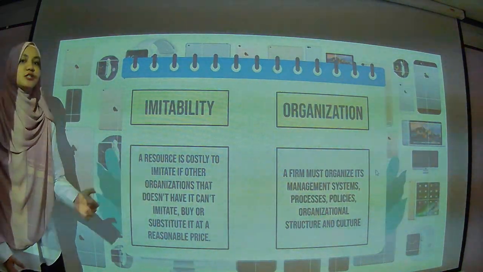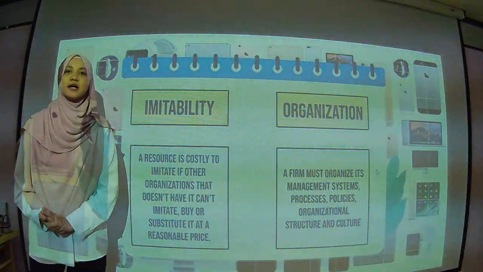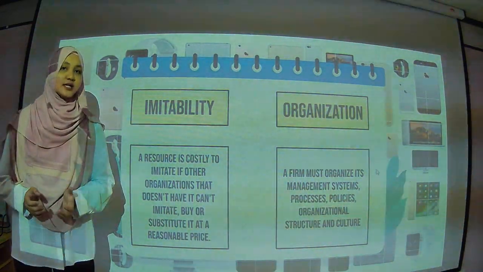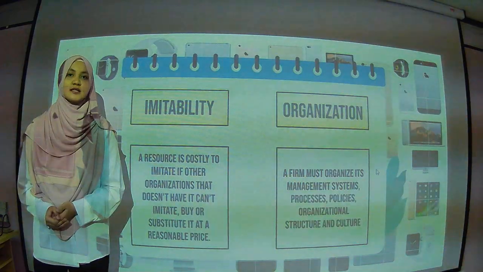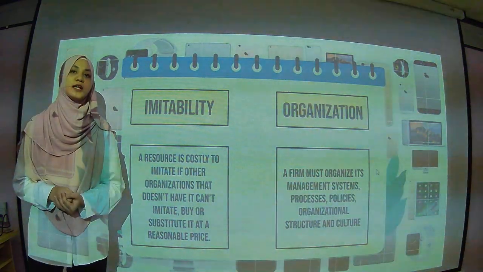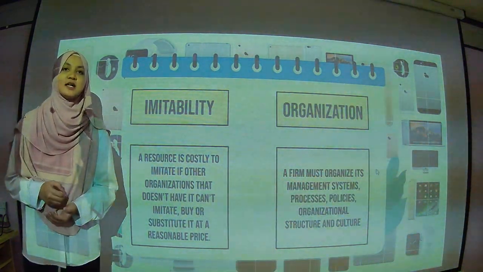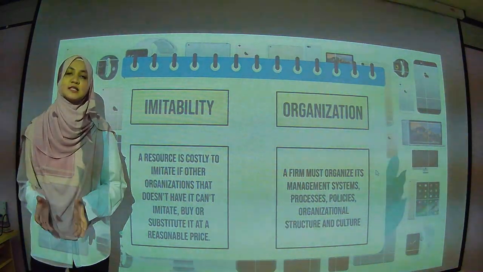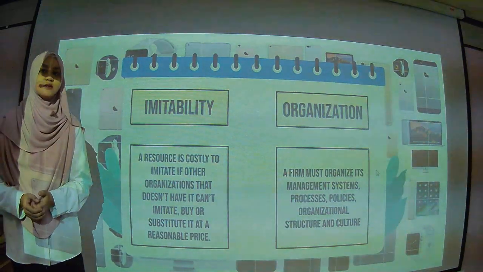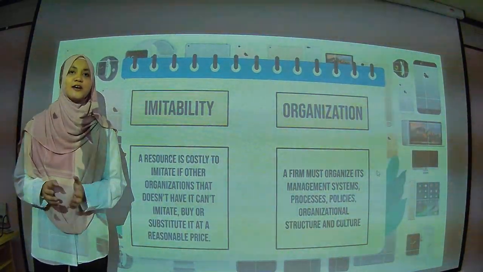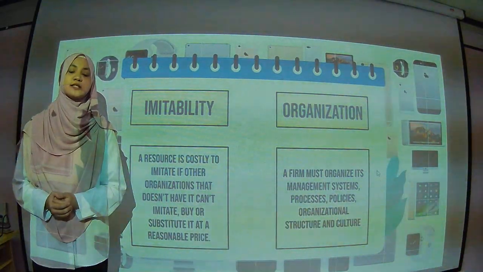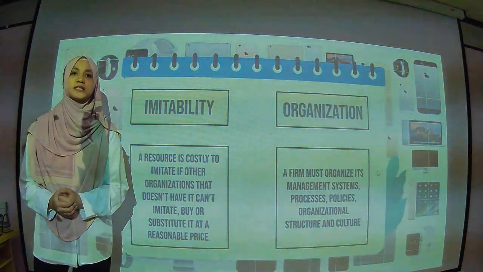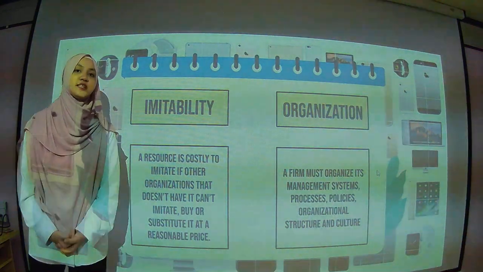Lastly is organization. A firm must organize its management system, processes, policies, organization structure and culture, as the resources themselves do not confer any advantage for a company if it's not organized to capture the value from them and be able to fully realize the potential of its valuable, rare and costly to imitate resources and capabilities. Only then can companies achieve sustained competitive advantage. So I will pass to the next presenter.